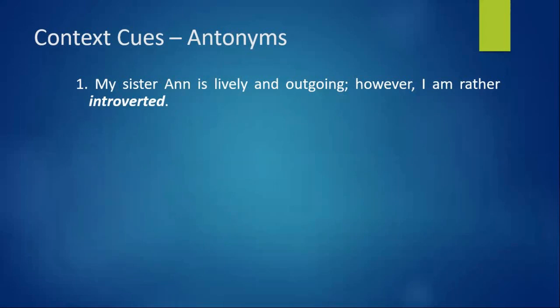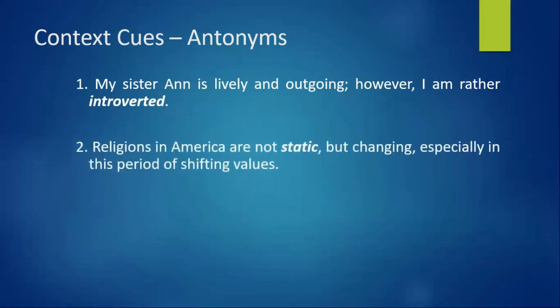However, or maybe in contrast, I am rather introverted. So now we know that introvert is basically the opposite of lively and outgoing. If a lively and outgoing person is someone who is social, who has a lot of energy, who likes to meet people, then being introverted means a shy person, a less social person, a person who likes to be in a limited social circle, and who does not like to socialize a lot or meet a lot of people. So this kind of meaning.